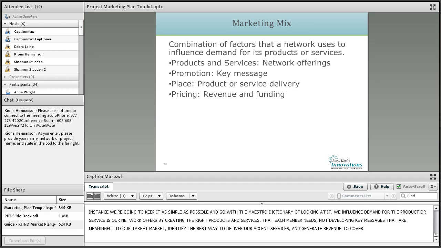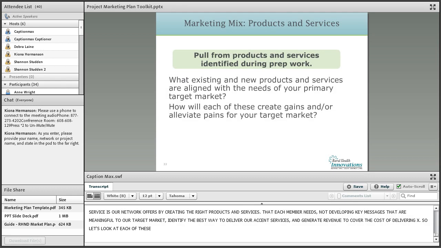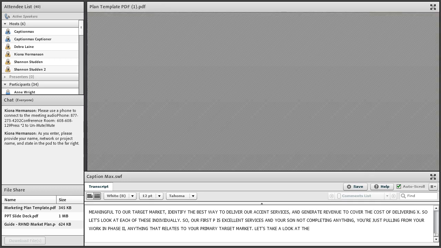We influence demand for the products and services our network offers by creating the right products and services, that's the first P, that meet member needs, developing key messages that are meaningful to our target market, that's our second P of promotion, identifying the best way to deliver our products and services through the third P, which is place, and generating revenue in ways that cover the cost of delivering products and services. That's our fourth P, which is pricing. So let's look at each of these individually.